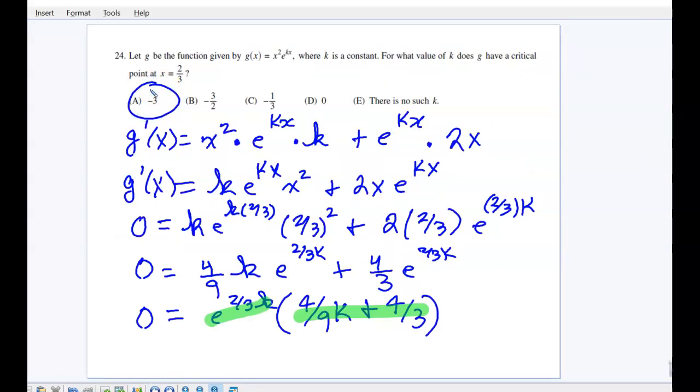So again, there's quite a bit of knowledge they're testing in that question. They're first of all testing whether you know how to take the derivative using the product rule. Okay, they're trying to figure out if you know that a critical number makes the derivative 0 at a specific x coordinate, and then you have to know that e to the 2/3 k can never equal 0, and then we're allowed to solve for k in that binomial there.